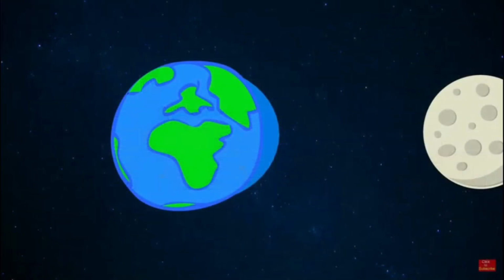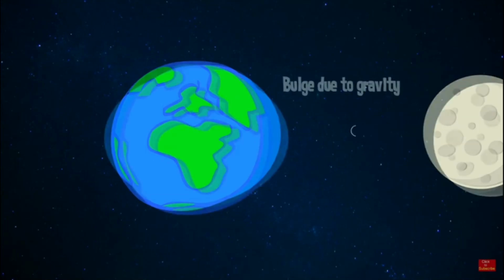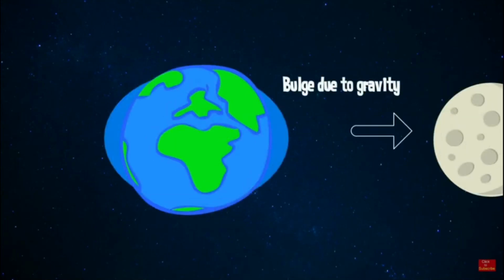Do you remember that we said tides are affected by gravity? As we know, the moon is revolving around the earth. At the same time, the earth is revolving around the sun. Because the moon is closer to the earth than the sun, objects on earth experience a greater gravitational pull from the moon than from the sun. The moon's gravity pulls on Earth's water, creating a bulge on the side facing the moon.